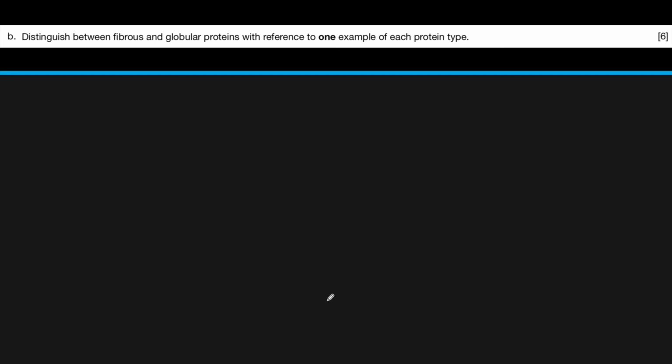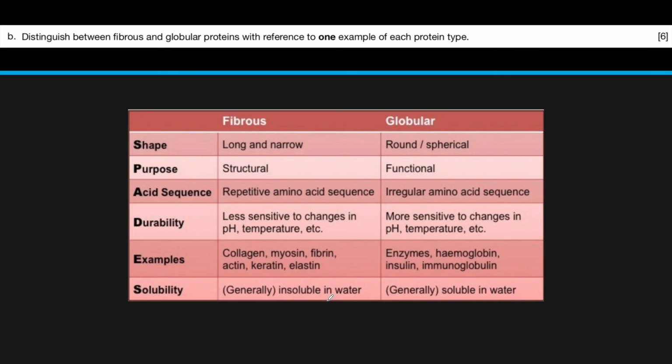And then you think the opposite for globular. For globular, we have round, spherical, it's functional. We have the hormones, and they're more sensitive because they don't really need to be durable. They're just communicating. They have an irregular amino acid sequence because they have this round shape. It's basically random, right? And then don't really say enzymes because they want a named example, but hemoglobin, insulin, immunoglobulin. All of these things will be learned in topic 6, so don't worry about getting the names down yet, but start trying to remember those names. And then generally soluble in water.